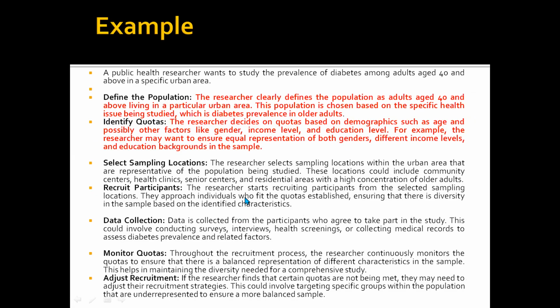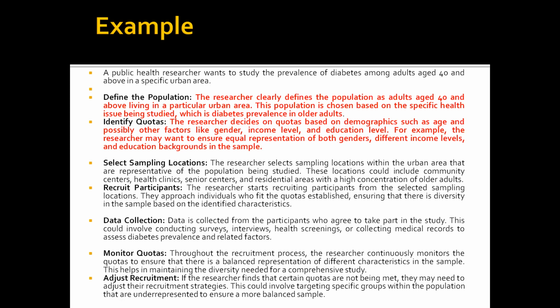Take, for example, a public health researcher who wants to study the prevalence of diabetes among adults aged 40 and above in a specific urban area. He will have to define the population first. He defines the population as adults aged 40 and above living in an urban area. That is the definition of the people he is interested in. These people are chosen based on this specific health problem they have, diabetes in older adults. That is the definition of people he wants, right?